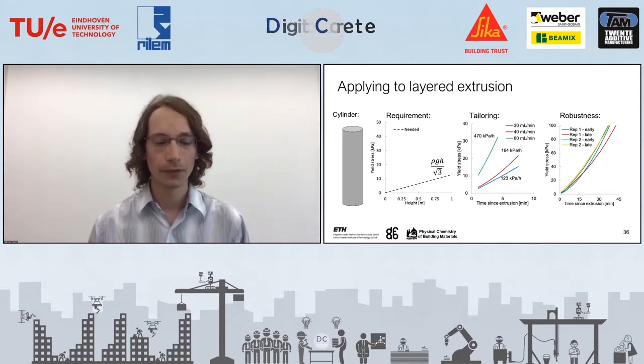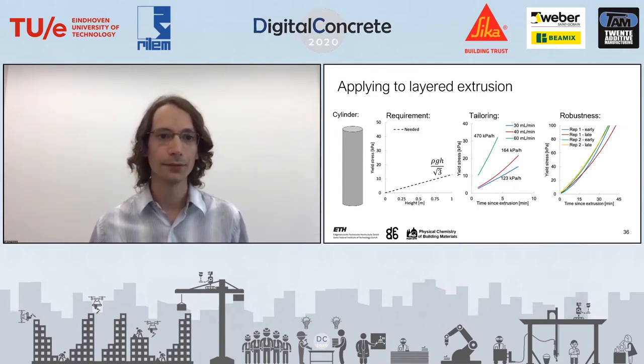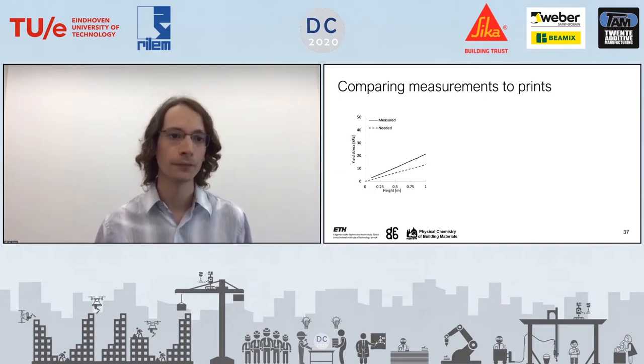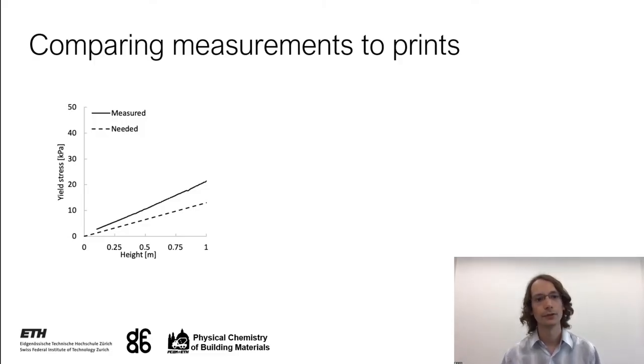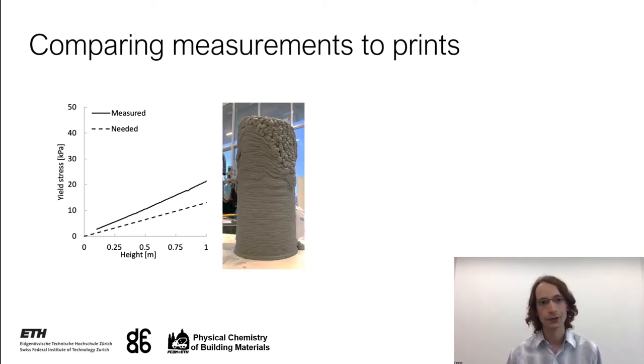Now we take this method and we apply it directly to a case. So here you see a graph where we have the measured yield stress directly compared to the needed one. So this basically tells us that the cylinder should stay stable, and indeed it does so for the first about 30 centimeters, but eventually the layer settlement is so high that the printer prints in the air and it fails.